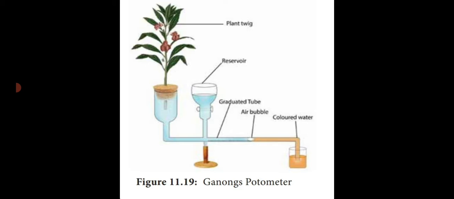Once the experiment is done, we have to use the reservoir to fill the entire apparatus with water and also make the air bubble move back near the downward glass tube. So this experiment, Ganong's potometer, proves that the transpiration process takes place through the stomata present in the leafy region.